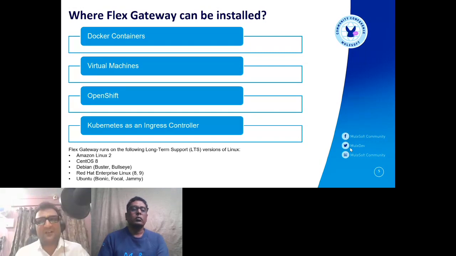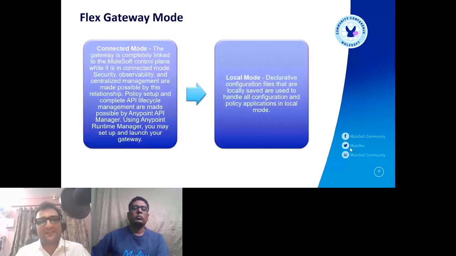You can set up Docker on your Windows operating system, and you can set up your Flex Gateway within that Docker, basically. As I mentioned, there are two modes in which you set up the Flex Gateway. One is the connected mode, and the other is the local mode.